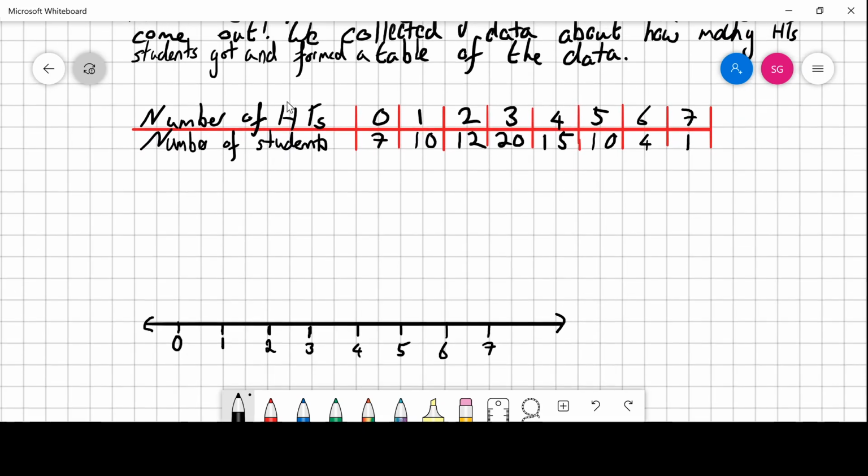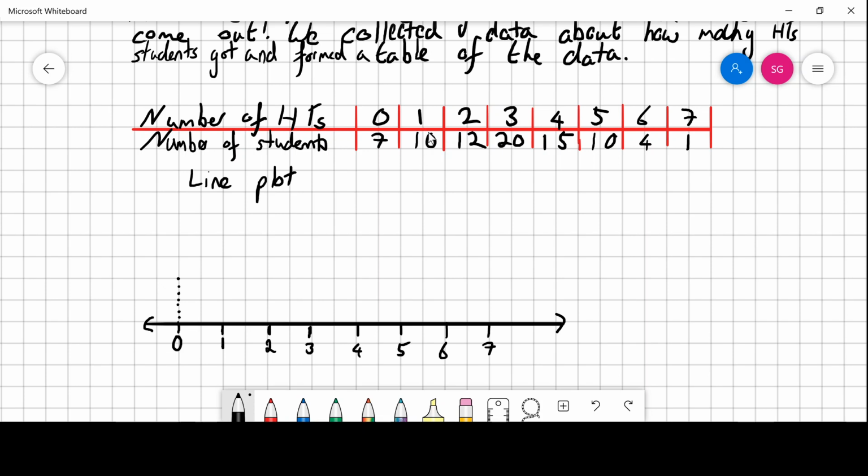So how would we represent this in what we call a line plot? Well, with a line plot, all we need to do is leave a little dot to indicate each instance of the thing happening. So we go, okay, 1, 2, 3, 4, 5, 6, 7. We can see there's 7 of these dots here. So 7 people got 0 H1s.